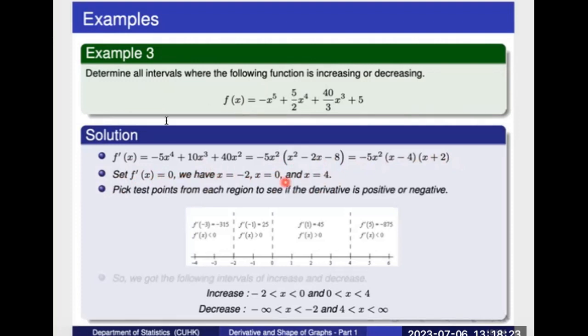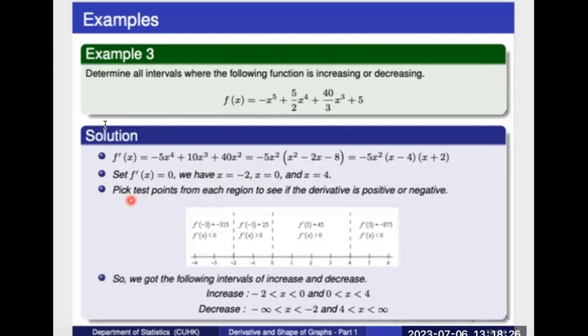These are the critical points that divide the real line into four regions: negative infinity to negative 2, negative 2 to 0, 0 to 4, and 4 to positive infinity. We need to pick test points from each region to see if the derivative is positive or negative. You can observe the diagram on the screen that shows the sign of the derivative in each region.